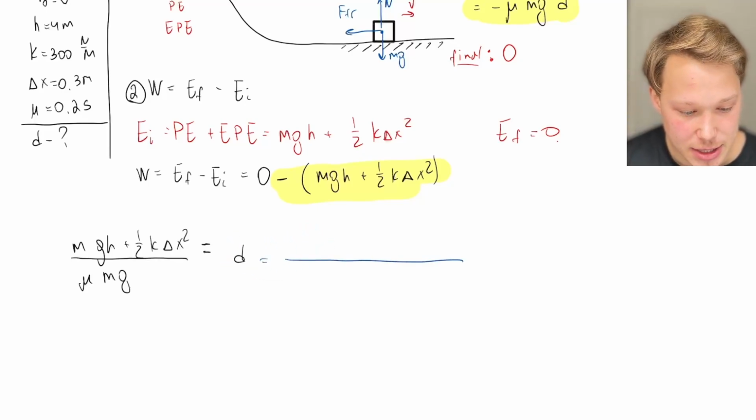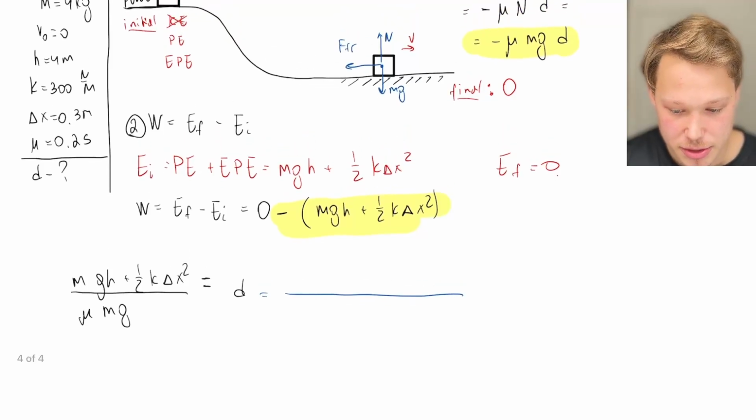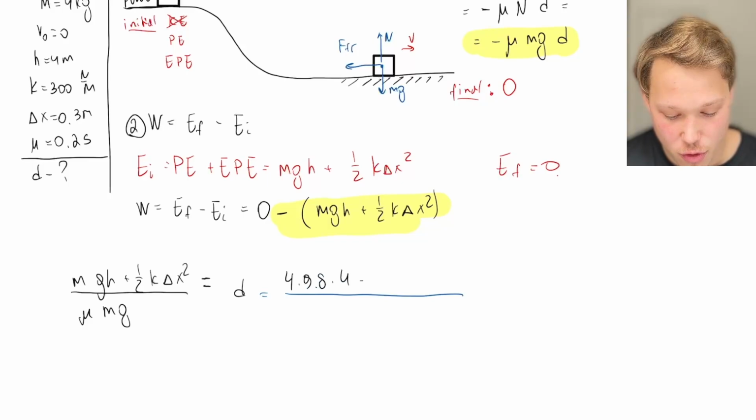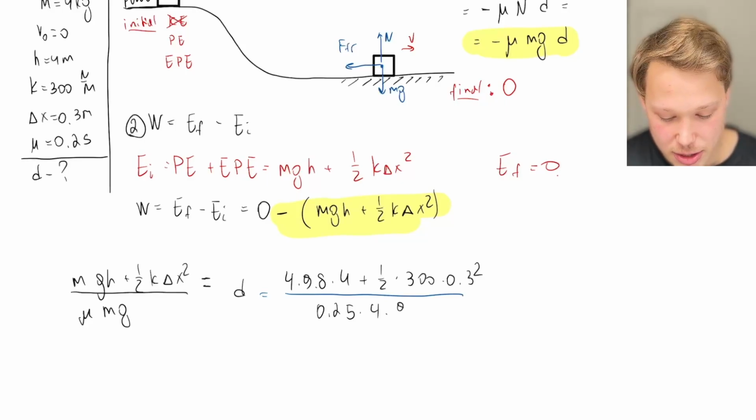So mass is 4 kilograms times 9.8 times the height of 4, plus 1/2 times 300 for k, delta x 0.3 squared, divided by mu 0.25 times m, which is 4 kilograms, times g, which is 9.8. So if you plug all of that in the calculator, you should have a distance of 17.4 meters. Great.